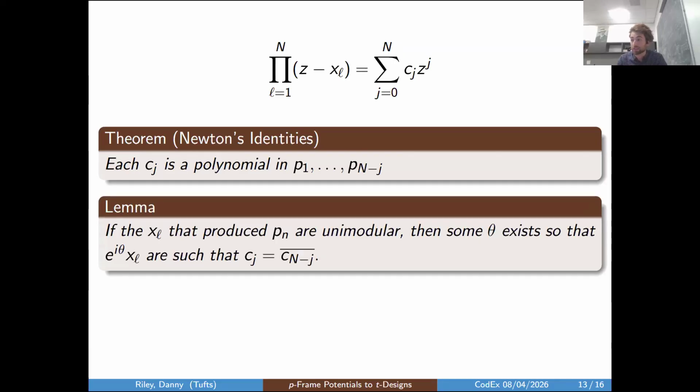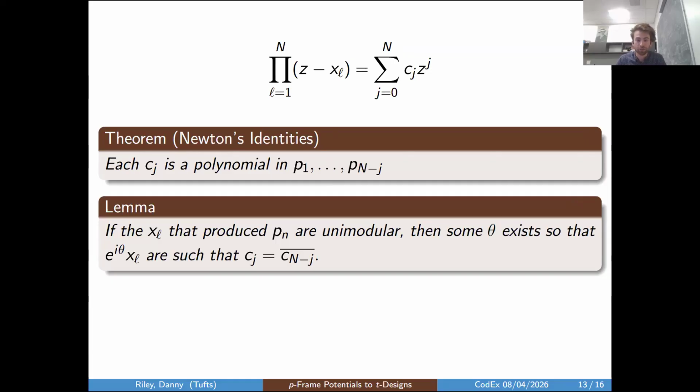So if this polynomial came from a set of points that are unimodular, then there exists some common rotation of all of the points in our configuration such that our coefficients have this conjugate symmetry to them. So this is necessary, unfortunately not sufficient, to conclude that our roots are unimodular, but what it does give us is a reduction in the number of variables that we have to worry about here.